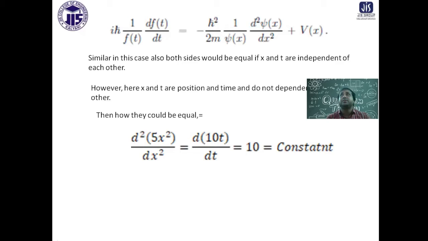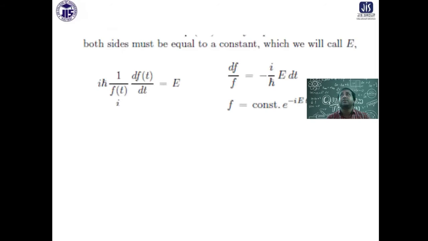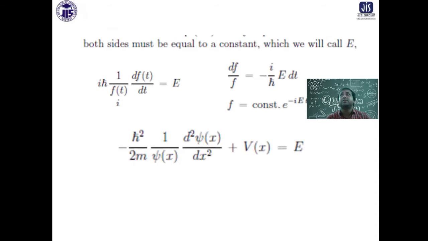Okay, it is an arbitrary example. You can see both sides are producing 10, even if x and t are independent. So what is the speciality of 10? It's a constant. So if both sides are producing some constant quantity, then and only then it is possible for them to be equal. So this is the solution of the time part, which anybody can solve at your age.